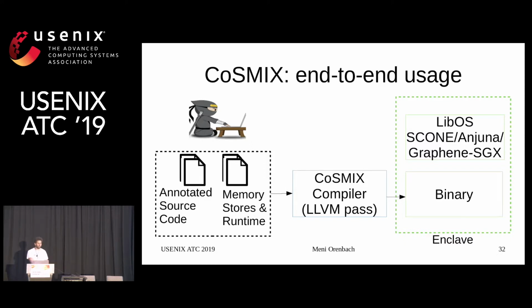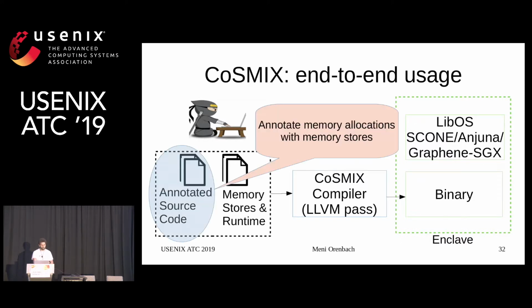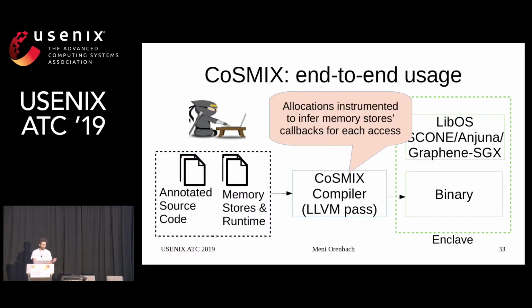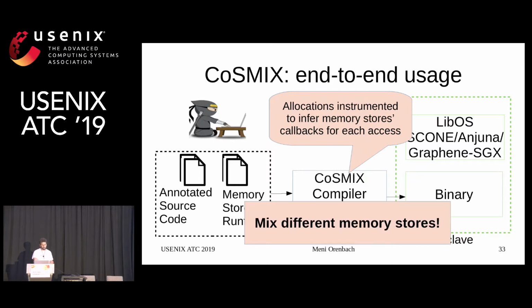and is able to run with different library operating systems inside of enclaves like Scone, Anjuna, and Graphene. As a reminder, we only need to annotate memory allocations, and CoSMIX can automatically infer how to instrument every memory access. So we can mix different memory stores in the same application.